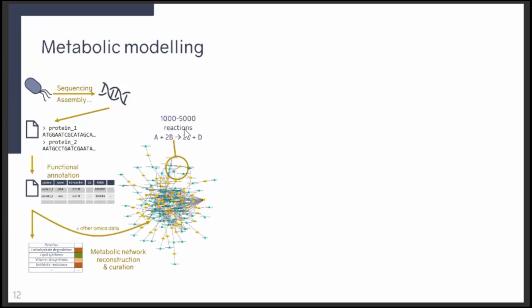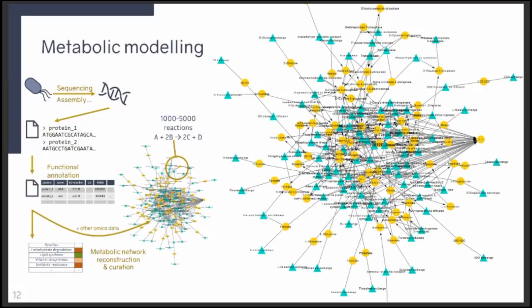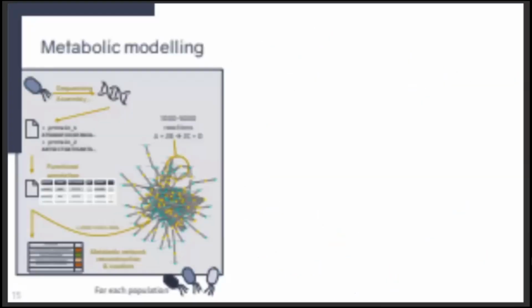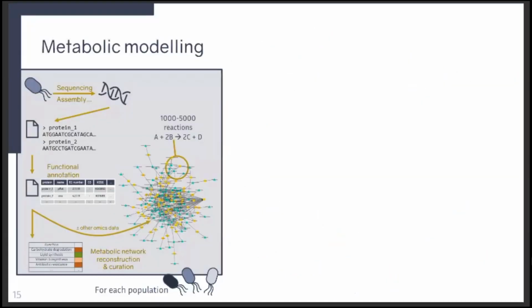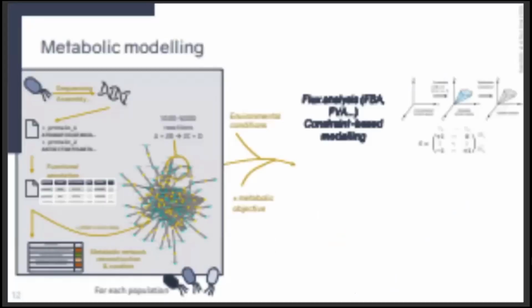So looking a bit closer to a metabolic network, here you would have in yellow the metabolites, and in blue the reactions that consume and produce the metabolites. So here it's already quite messy, but it's just 70 reactions. And we have a few thousand in a genome, right? So we need models to analyze them. So we build metabolic networks for each of the populations that occur in our microbial communities. And then we use them as input to feed models.